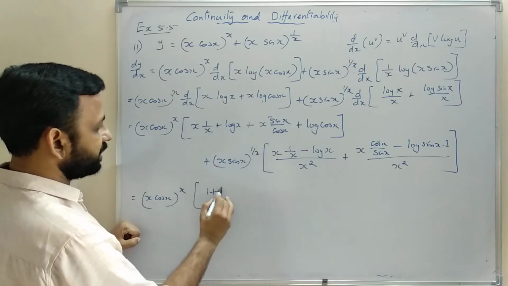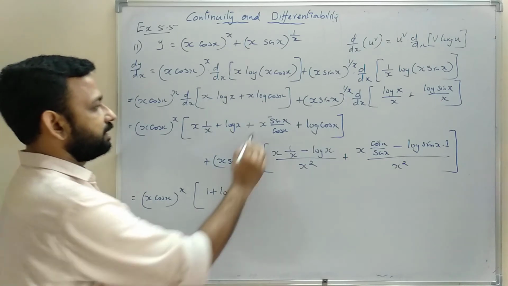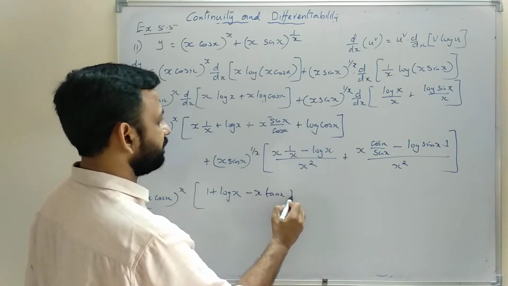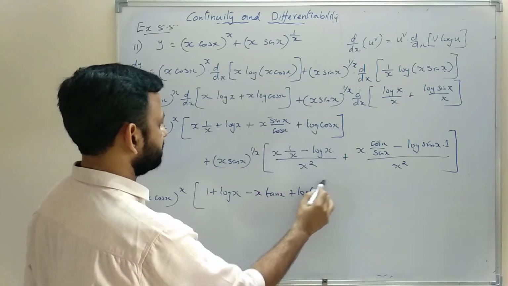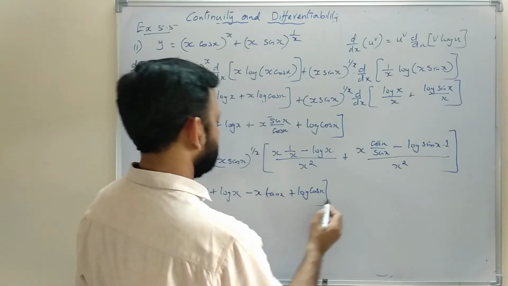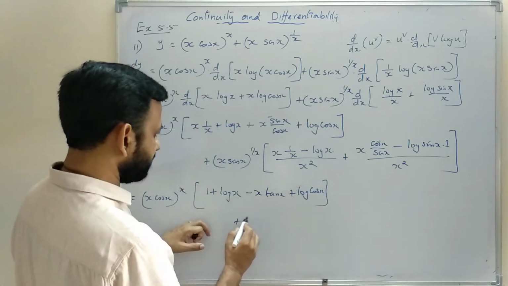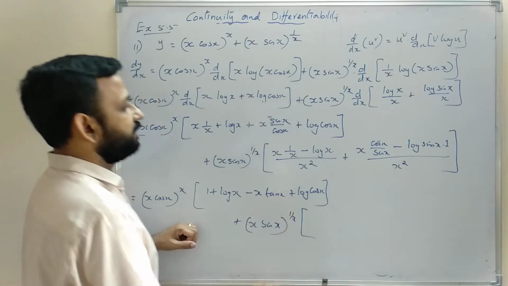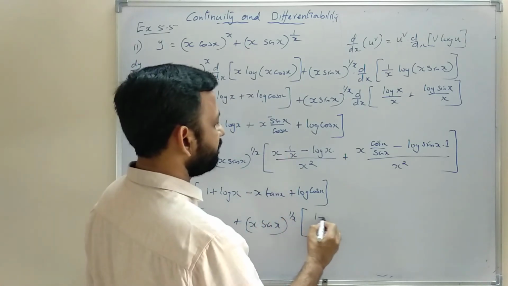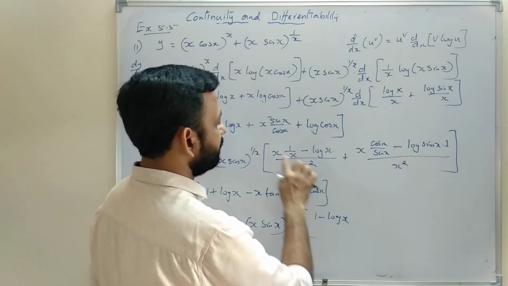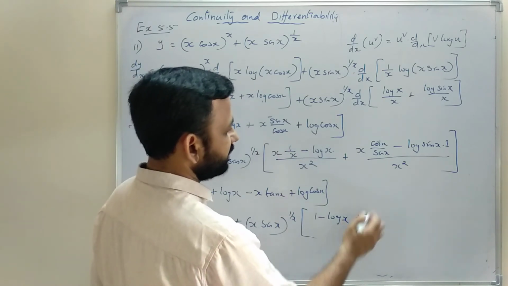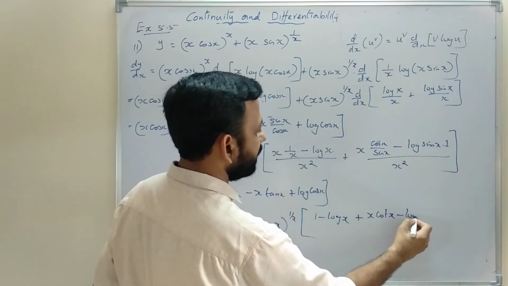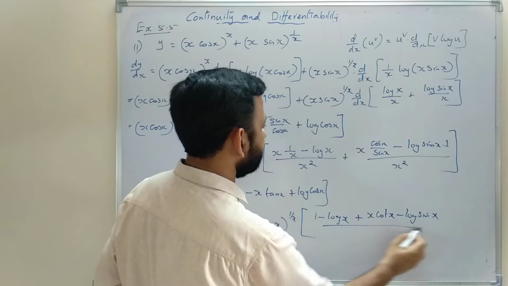So we will get 1 plus log x, then minus x tan x, sin x upon cos x, that is tan x, plus log cos x, then plus same expression x into sin x raised to the power 1 by x, then x and x cancel, so 1 minus log x, denominator same, 1 minus log x, plus cos x upon sin x, that is x cot x, minus log sin x divided by x square.